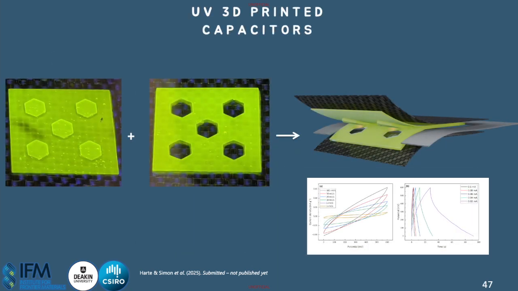So we also printed a fit together capacitor that had no separator, and we evaluated the capacitance of this through cyclic voltammetry and GCD, galvanostatic charge discharge. And this was a really cool prototype, highlighting how we could upscale our current systems to be potentially industrially viable fast capacitor systems, which is quite exciting.